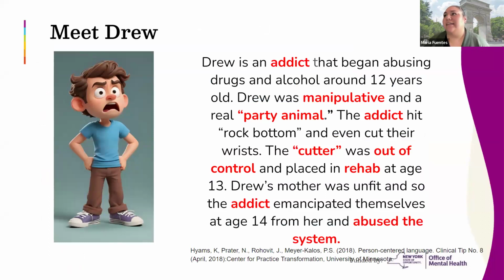Drew is an addict that began using drugs and alcohol around 12 years old. Drew was manipulative and a real party animal. The addict hit rock bottom and even cut the wrist. The cutter was out of control and placed in rehab at age 13. Drew's mother was unfit, and so the addict emancipated themselves at age 14 from her and abused the system. Okay. So now the poll.